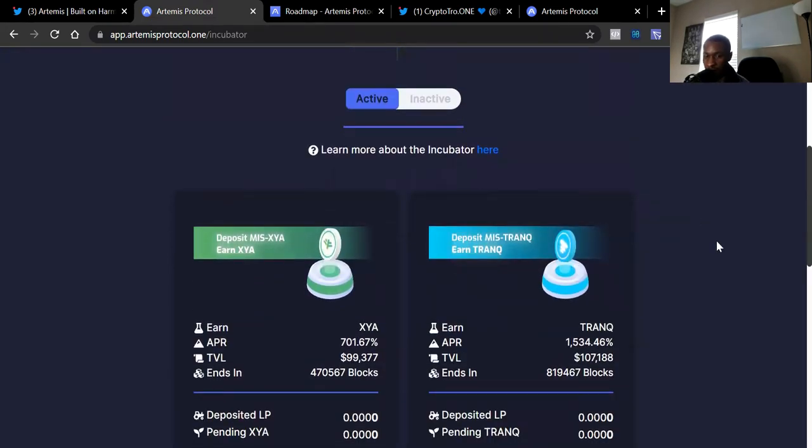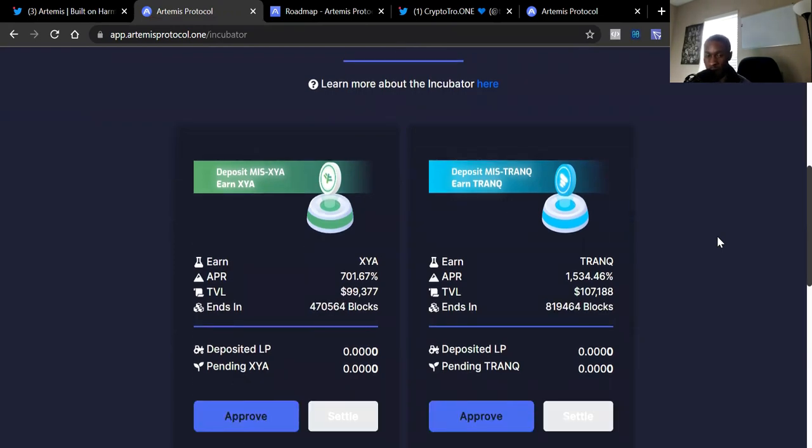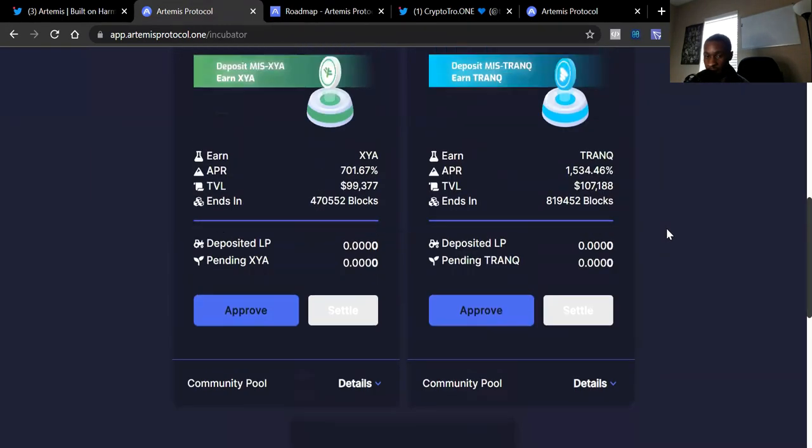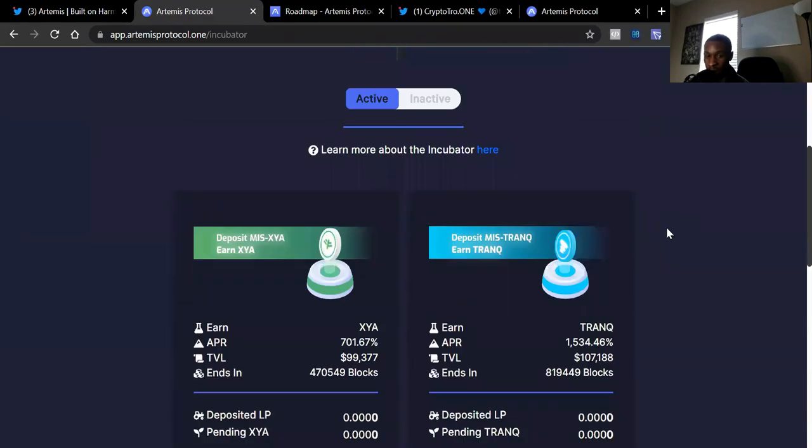So on this particular one, you deposit MIS XYA liquidity pool tokens and you actually earn XYA, and that's at 700% right now. So if you wanted to get some extra XYA or you had some extra XYA under your belt, you can use that to make even more gains on it. Then you got the MIS and the Tranquil, and that's currently 1500%, and you earn a Tranquil when you deposit that particular liquidity token. And those are the only two currently in the incubator.